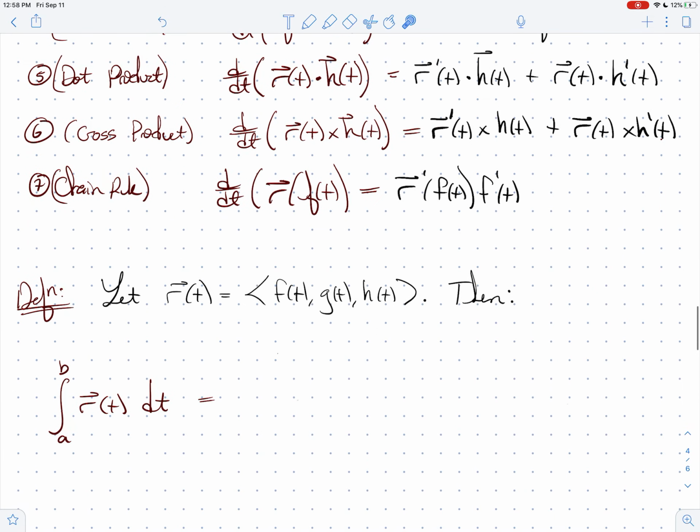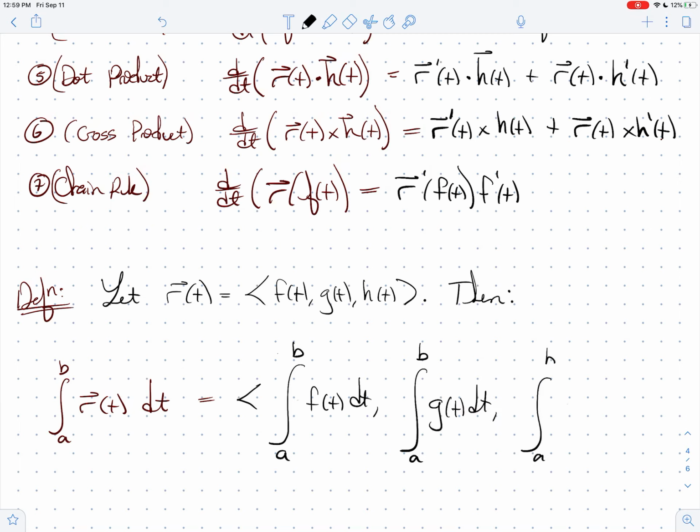If I have a vector function that looks like this, then the integral from a to b of that vector function, we're going to do this a lot later in the course, is defined as the integral of each component. So this is the integral a to b of the first component, f of t dt, the integral a to b of g of t dt, the integral a to b of h of t dt. So it's exactly what you think it should be. You just integrate each component function.